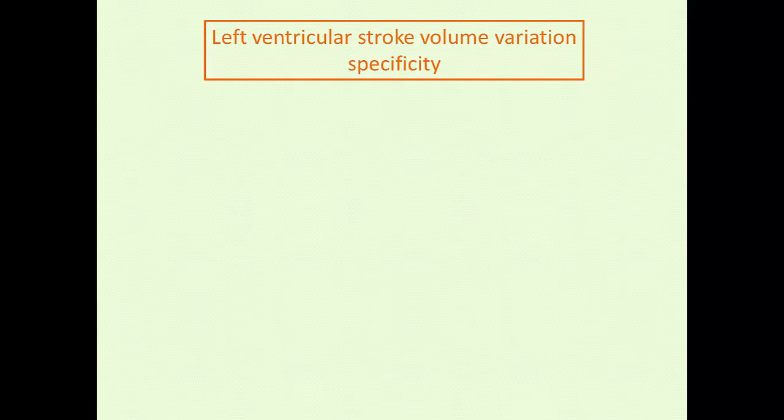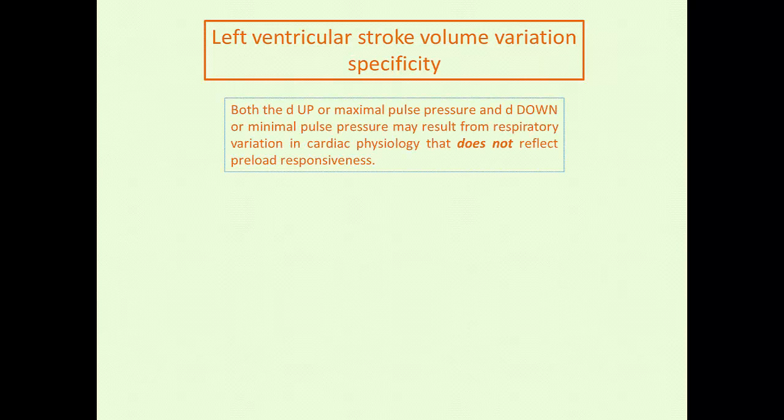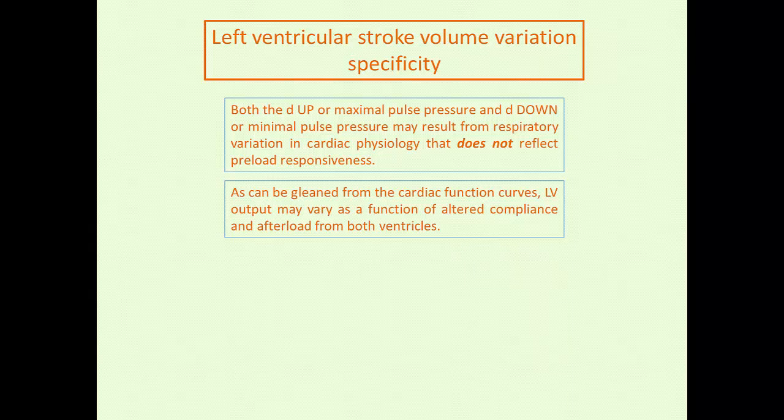So talking a little bit about stroke volume variation specificity. So specificity, again, determines false positives. So both the D up, or maximal pulse pressure, and the D down, or minimal pulse pressure, may change from respiratory variation in cardiac physiology that does not reflect preload responsiveness. And by understanding the Guyton analysis, you can see that left ventricular output can vary as a function of altered compliance, say by ventricular interdependence, and by afterload from both ventricles, actually.